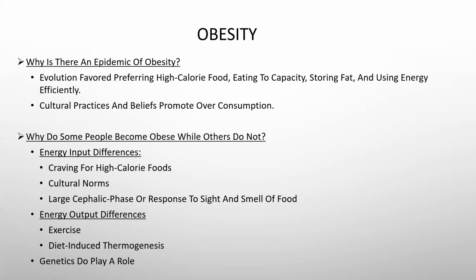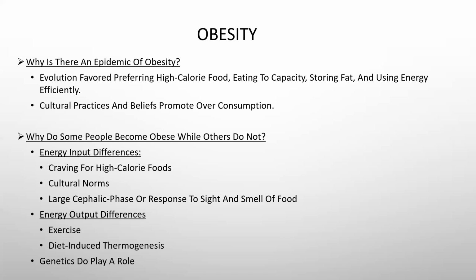There's the cultural norms. The cultural norms is, again, eat everything on your plate. Don't be wasteful. Any kind of family gathering, it's always focused on food. So those are cultural norms. And then the large cephalic phase, or response to sight and smell of food, might just be very strong in these individuals. Also, energy output differences. Exercise, right? Some people exercise a lot, some people not at all. And then diet-induced thermogenesis. Some people are dieting out there, some people do not.